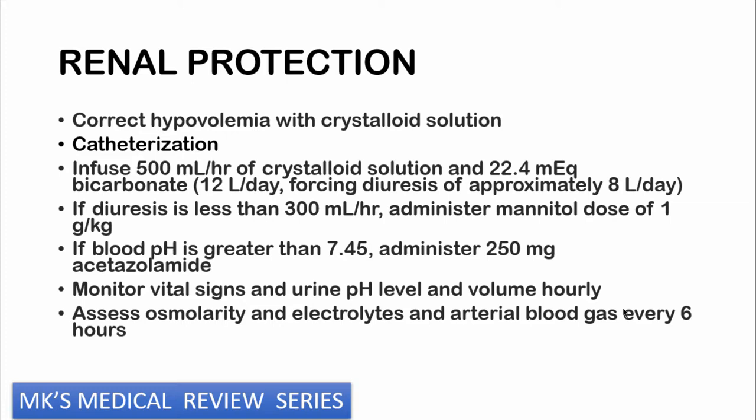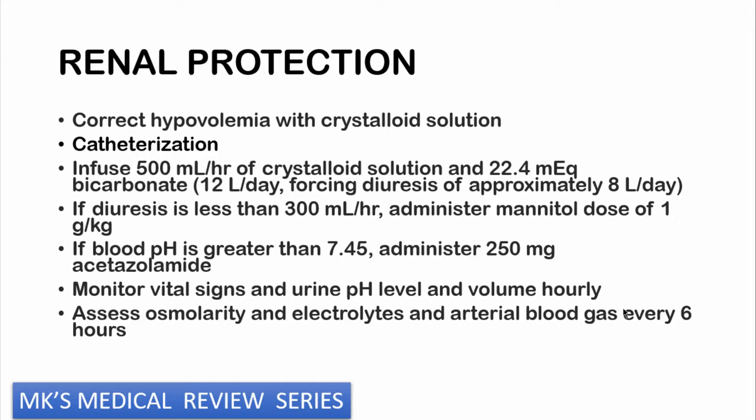which often we do not use because we cannot really have those facilities to monitor the electrolytes, to monitor your urea and your creatinine. So generally you want about 12 liters per day and you want to force diuresis to about 8 liters per day because you want to flush the kidneys. So if the diuresis that you have is less than 300 mils per hour, you can administer mannitol at a dose of 1 gram per kg.